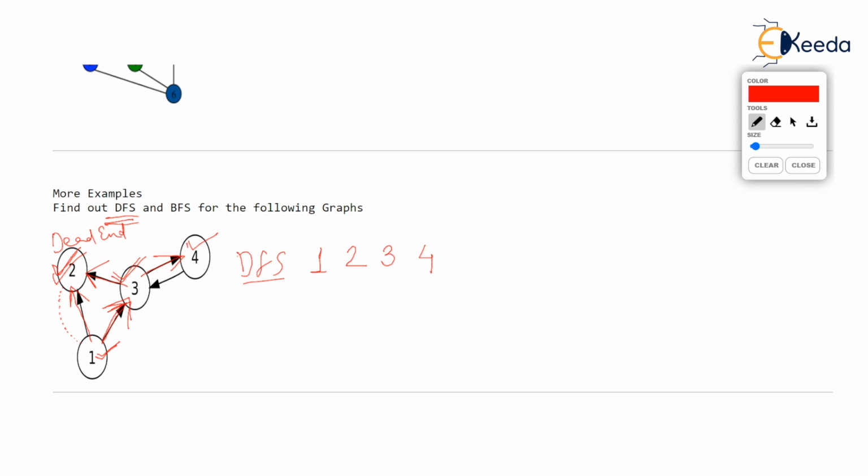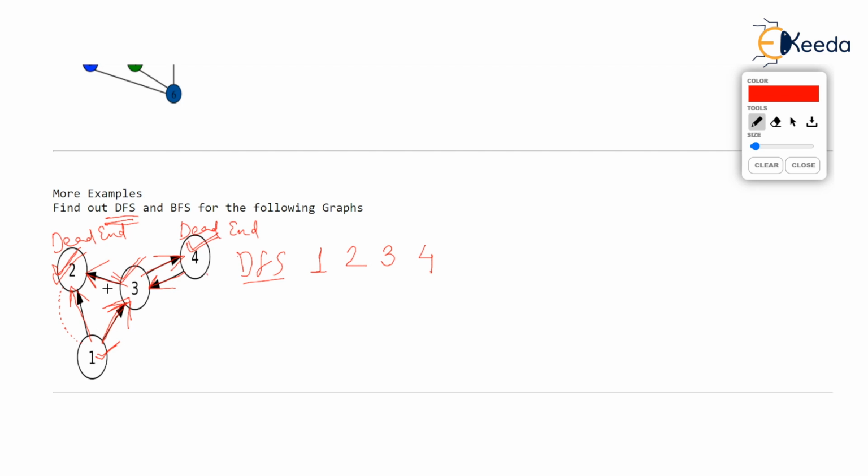No, no, no, the process doesn't end here. Technically now we repeat the process on 4 because we have just now printed 4. So who are the neighbors of 4? Only 3 is the neighbor of 4. But 3 is already visited. So 4 is a dead end. And what will you do then? You will backtrack to 3 because you came to 4 via 3.